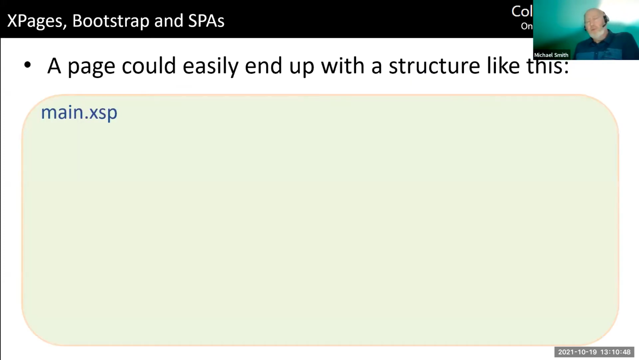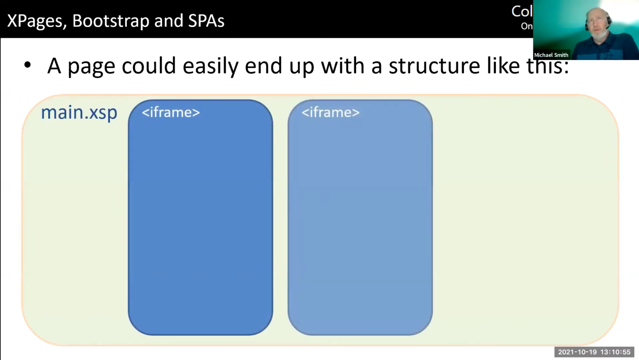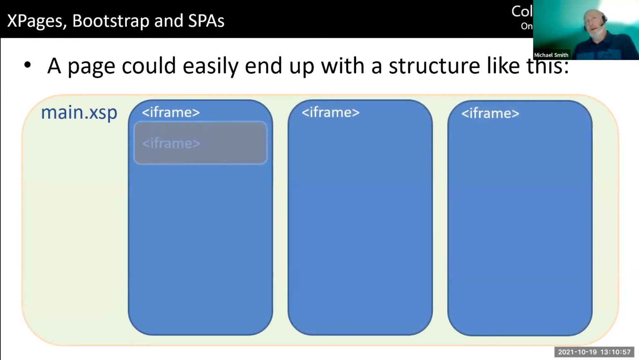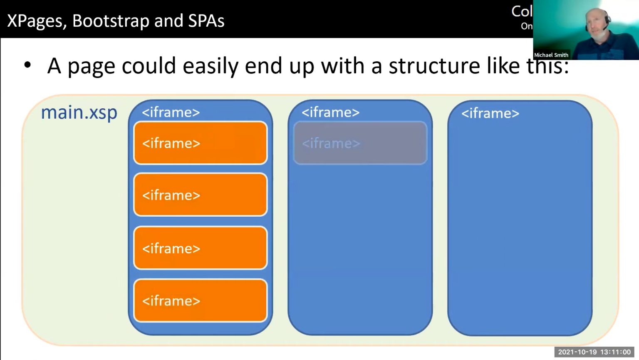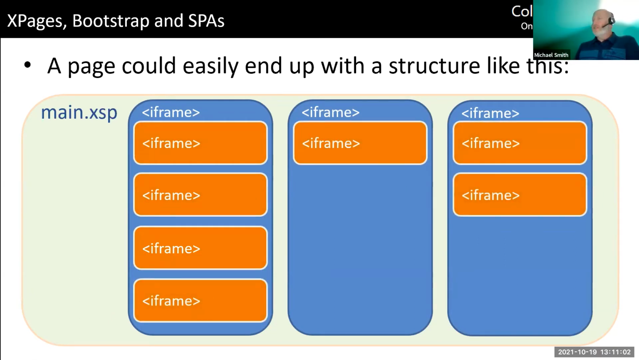So as our users move throughout their day, their page could very easily end up looking like this. They have their main.xsp with an iframe, with another iframe, and another iframe, and then iframes inside of iframes. And this is actually a fairly simple representation of what our users go through in a day, because we have people in our claims department that are opening and closing claims all day. We have people in our engineering department who are opening many documents at once because they have to compare them and try to find the right one for the particular task that they're doing.